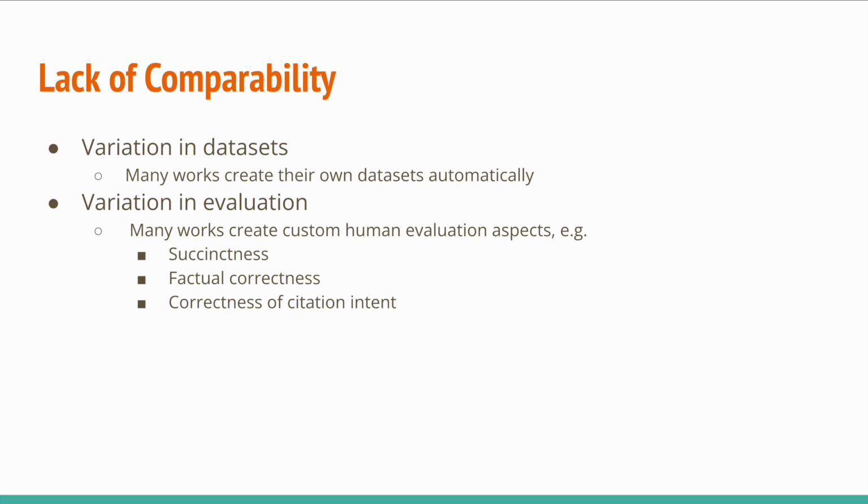Many works created their own dataset automatically in an ad hoc manner. Moreover, many works create custom human evaluation aspects, for example, succinctness, factual correctness, and the correctness of citation intent.